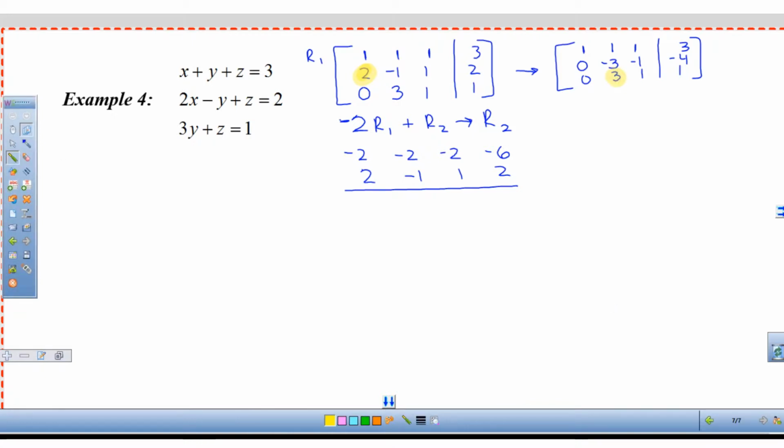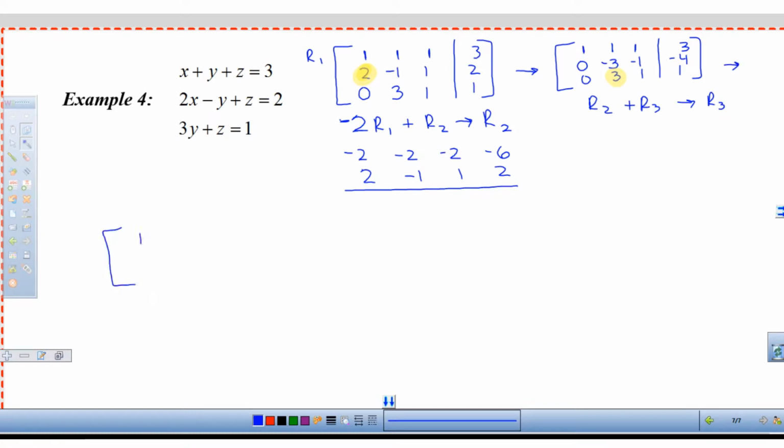And look how sweet. All I have to do is add row 2 and row 3 together, and I've got it. So I'm just going to go row 2 added to row 3 becomes my new row 3. So row 1 doesn't change. Row 2 doesn't change. Add those two rows together and you get 0, 0, 0, -3.